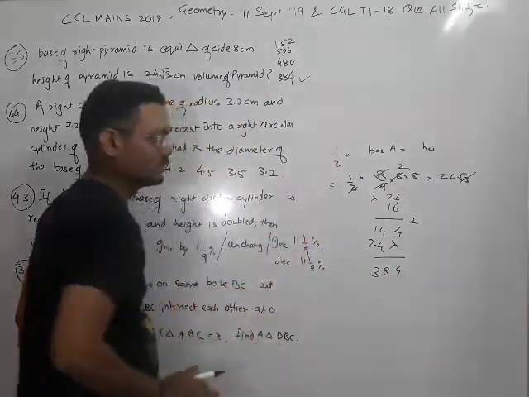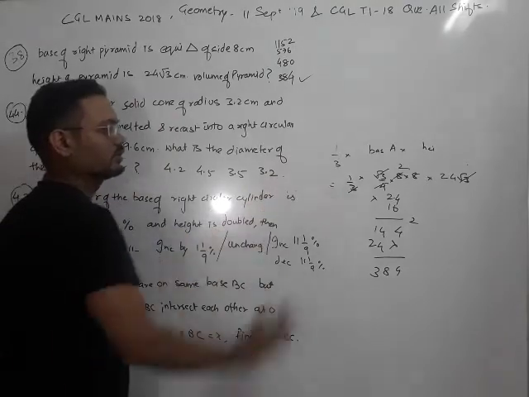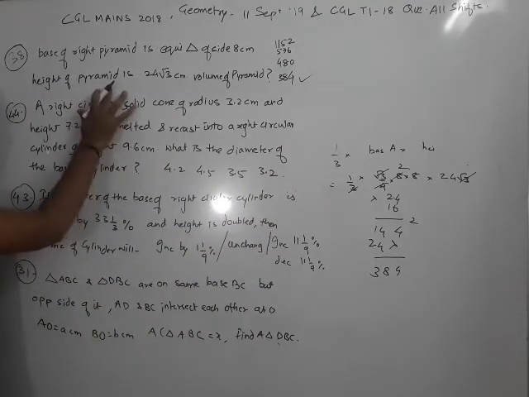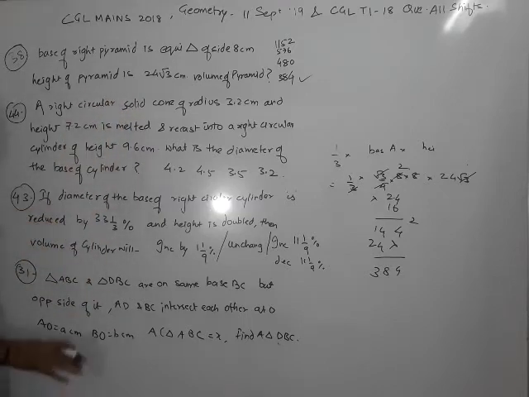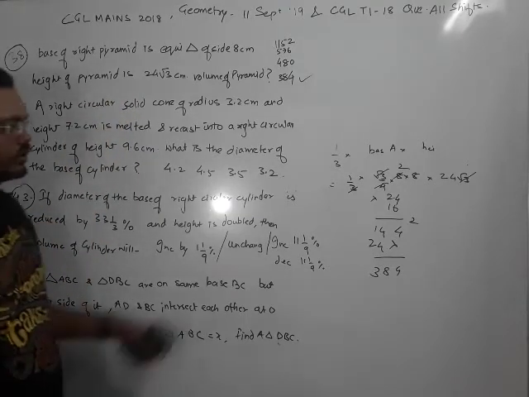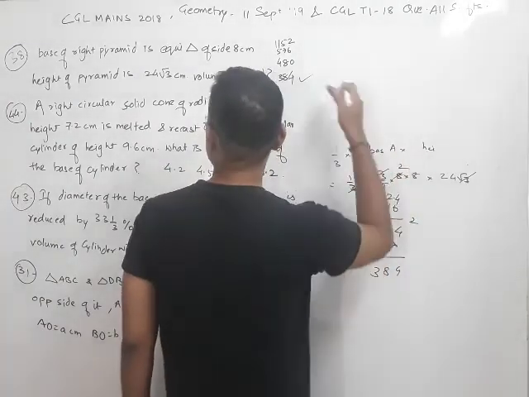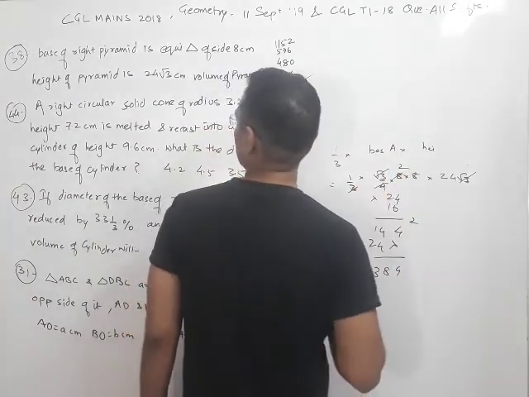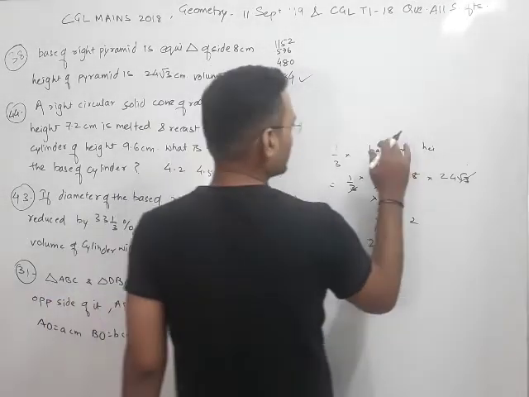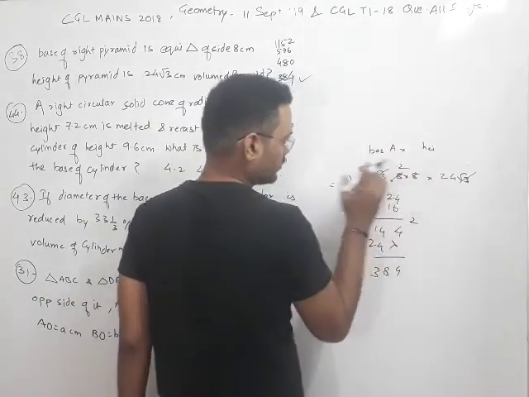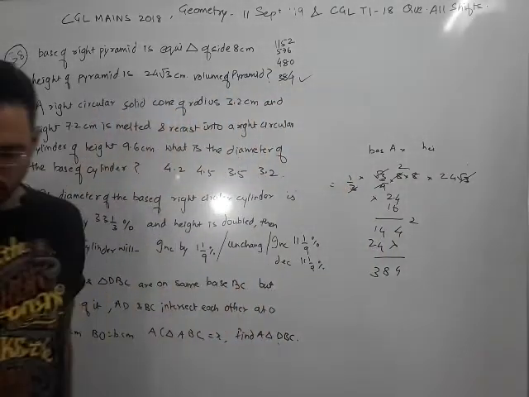This becomes the answer. Only we have to substitute the values. This is a question of 2018 CGL Mains. Alright, no rocket science, just this. Similarly, base, if it is a right circular cylinder or something, then it will be base area into height. 1 by 3 will go. Okay, for volume.